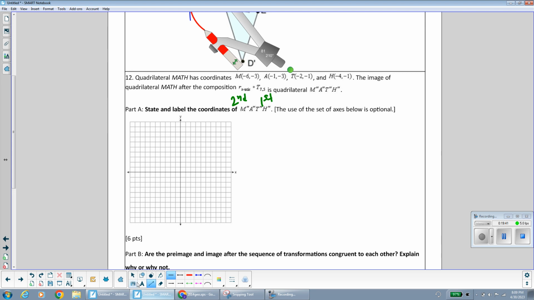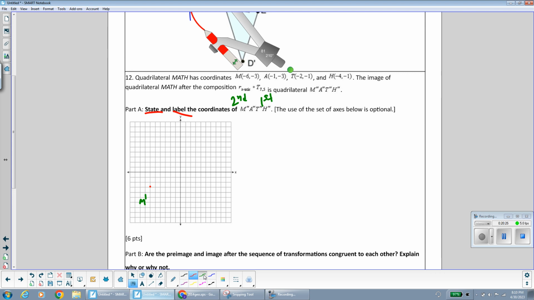So I'm just going to graph my original points. 1, 2, 3, 4, 5, 6. 1, 2, 3. And notice how it says the use of the axes is optional, so you don't have to use this. You could do it all mathematically, but you do at the end need to state and label the coordinates. And a lot of people who did it graphically didn't actually write their coordinates down at the end. I didn't take off points for that, but on the Regents exam, you're not going to get credit for anything that's on the graph if it's optional. You're only going to get credit for the points that you write down on the paper. So if you don't write down anything on the paper, then you're not going to get credit at all for anything.